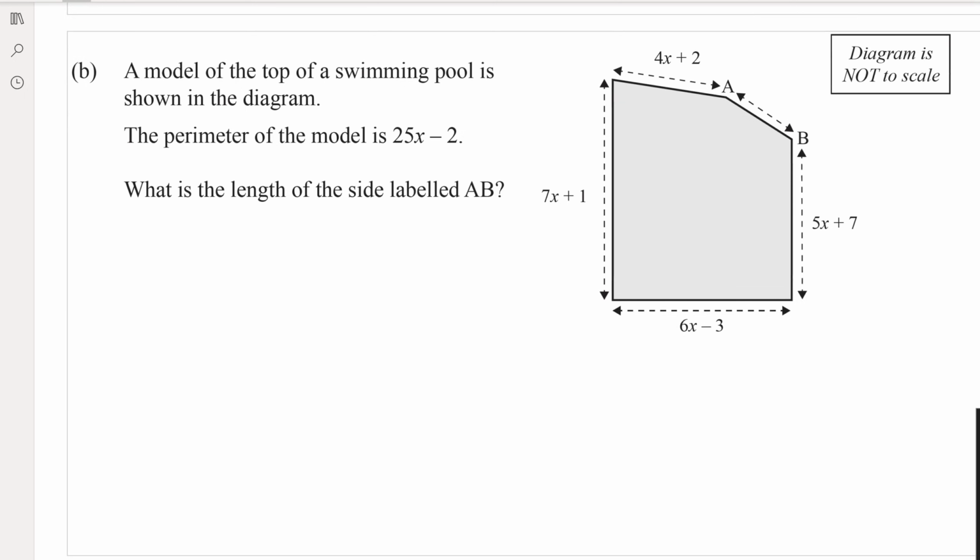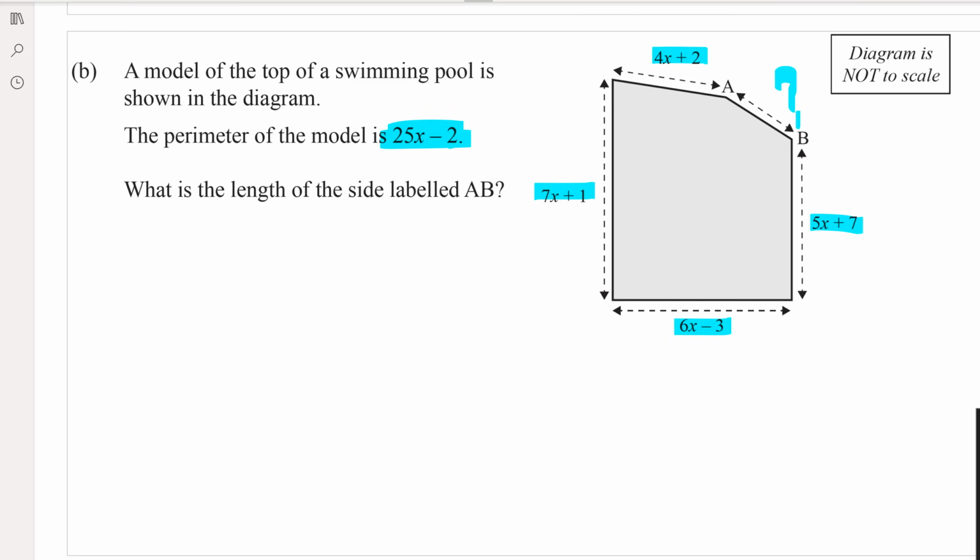What have we got here? The model of the top of the swimming pool is shown in the diagram. The perimeter of the model is 25x minus 2. What is the length of the side AB? Okay, so this is a classic perimeter question. You start from one point and you add all the sides. So 1, 2, 3, 4 plus whatever this side is equals 25x minus 2.